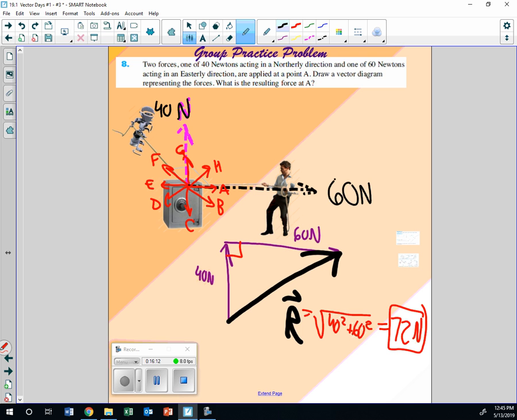And that makes sense with reality. Together, we're pulling at about 72 newtons in that direction. That's the power of using vectors. You can represent things super well.